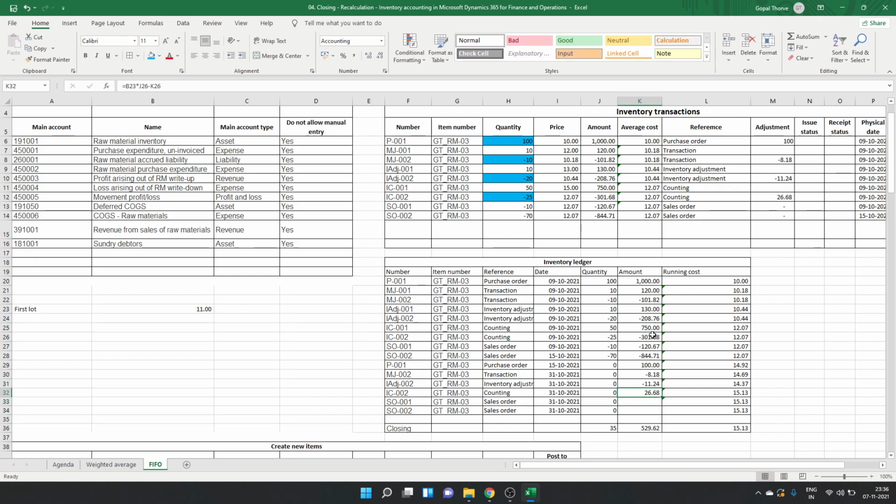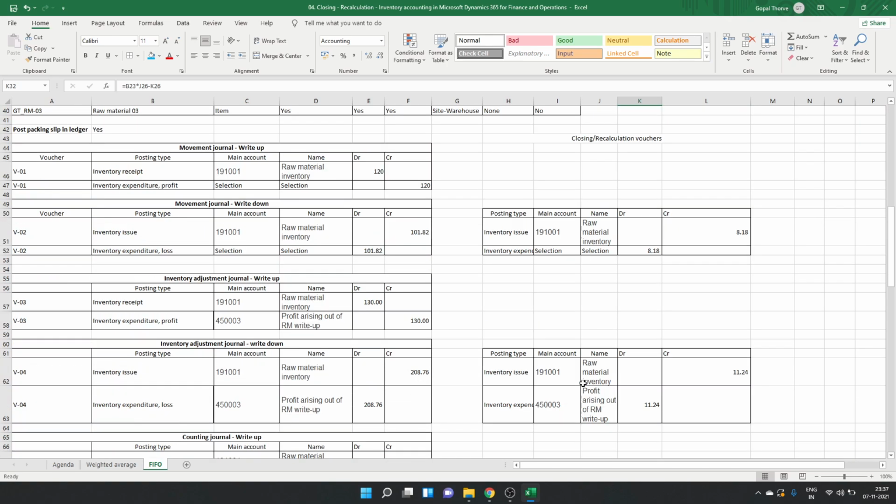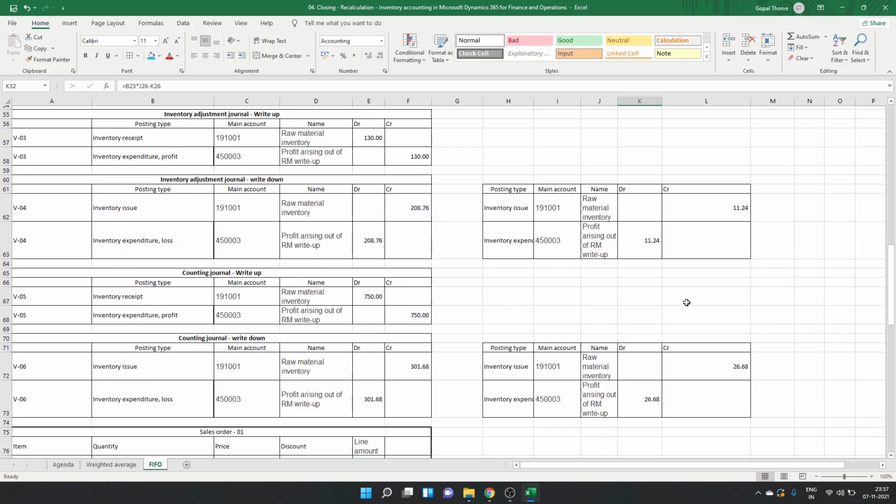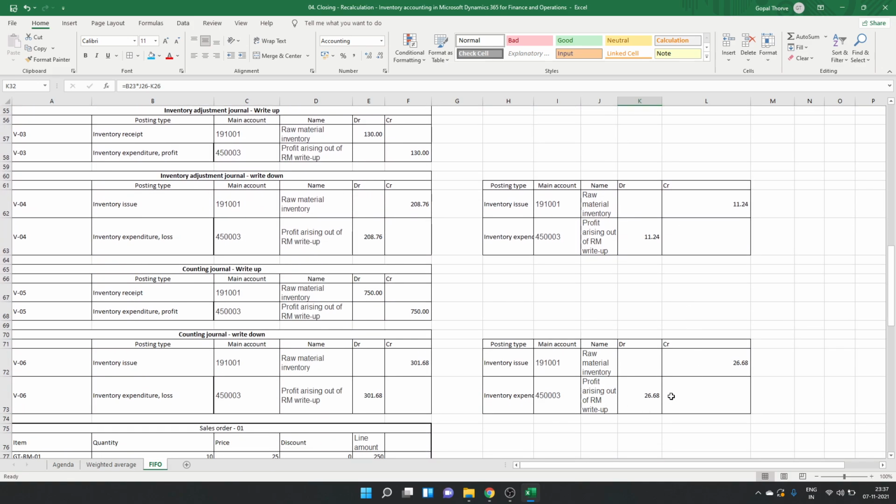point in time. Okay, so now here if you see the adjustment is in positive. Okay, so it means that my inventory at the time of posting the real-time transaction was credited by excess amount of 26.68. Okay, now it is debited back to my inventory account.